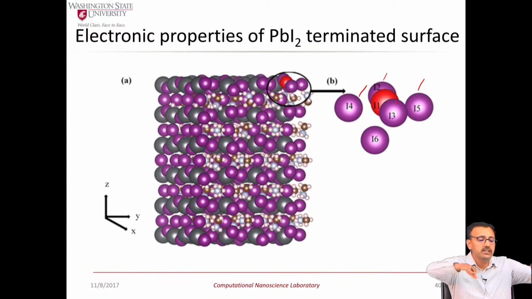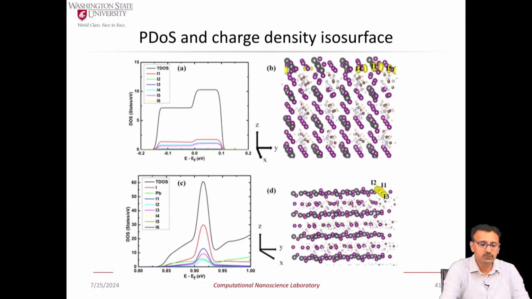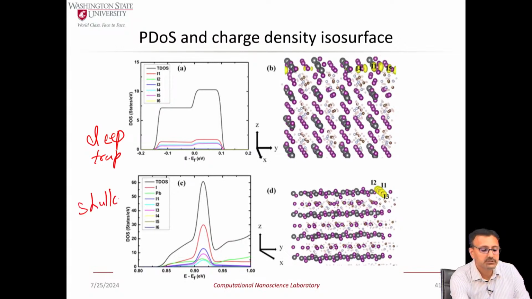So, they are kind of in plane, this group of 5 atoms, and we were interested in finding the contribution of these atoms to both the shallow level defect state and the deep level defect states, which are shown in these plots. So, this is the deep trap state and this is the shallow trap state.